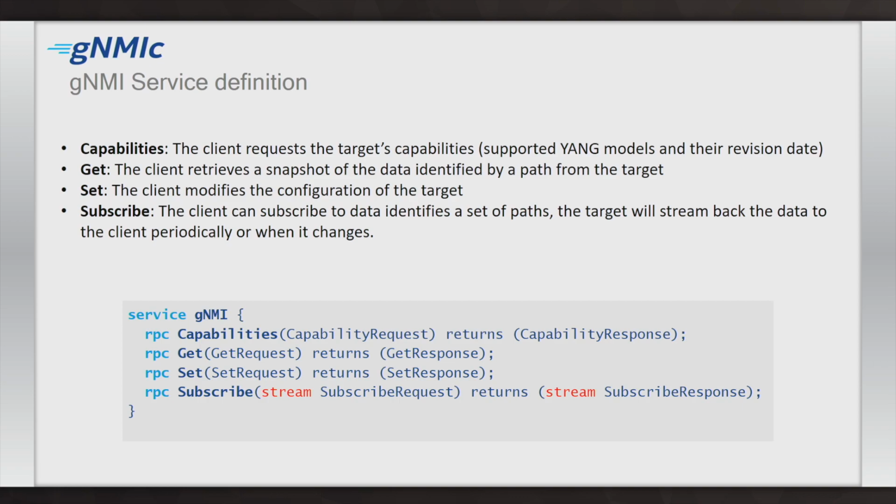And subscribe lets you subscribe to notifications by defining a set of paths that you are interested in. Here I wanted to just note that the subscribe RPC is a bidirectional streaming RPC. That's what those two stream keywords mean. It means that the client can send as many subscribe requests as it wants to the server, and the server will send multiple subscribe responses. While capabilities, get and set are called unary RPCs, where it's always one request to one response, and then the connection is closed, or at least the gNMI connection is closed.